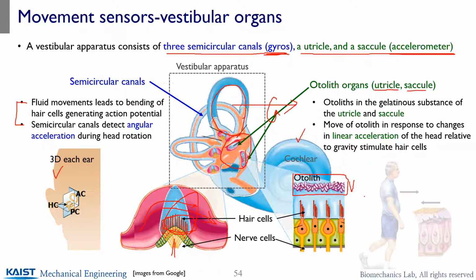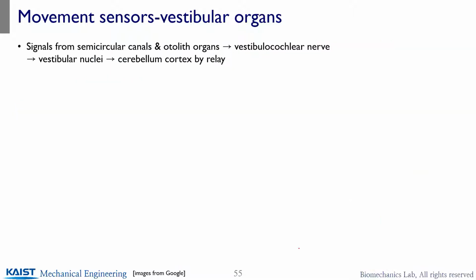Whenever a motion occurs for the human head, this gelatinous layer moves back and forth, and the stone, this otolith, adds inertia, so it enhances the motion for the hair cell. Due to the motion of the hair cell, the ion channel opens and generates the nerve signal. So that's also a mechanical transfer between the acceleration and the nerve signal occurring at the utricle and saccule otolith organs.